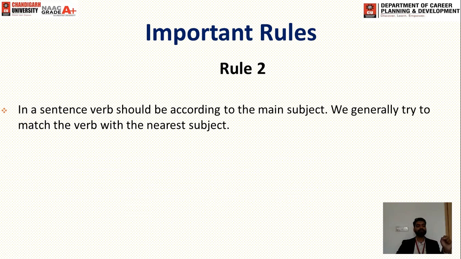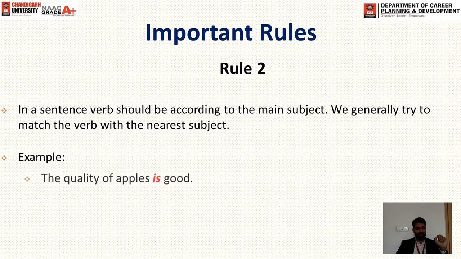Okay, rule number 2. In a sentence, the verb should agree with the main subject. Again, it's really important. For example, if the main subject is singular, you will be using a singular verb. If it's plural, again plural. But what we generally end up doing is matching the verb with the nearest subject. So there are certain rules regarding that as well. But first you need to match the verb with the what? With the main subject. So the example for that is, "the quality of apples is good."